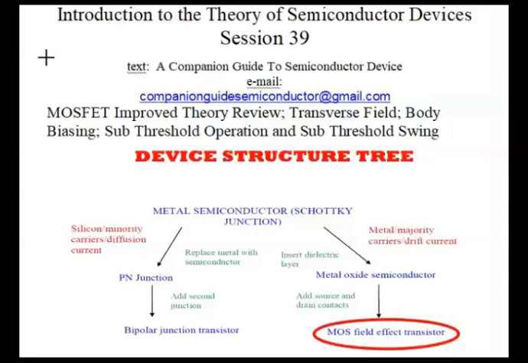In today's session we're going to be giving a quick review of the MOSFET improved theory. Specifically, remember that we introduced these two new parameters, K and M, M being the more important of the two. And then we'll be going on to looking at the transverse electric field, the field that pulls electrons away from the source into the drain.